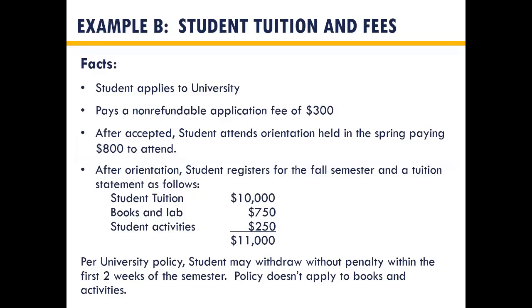complicated, student tuition and fees. So a student applies to a university paying a non-refundable application fee of $300. After being accepted, the student attends orientation held in the spring, paying $800 to attend. The student registers for the fall semester and gets a tuition statement as follows. The student may withdraw without penalty within the first 2 weeks of the semester. Policy doesn't apply to books and activities.